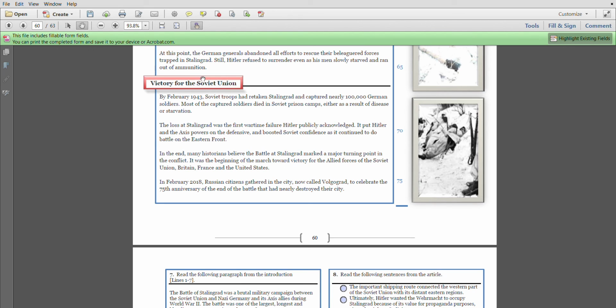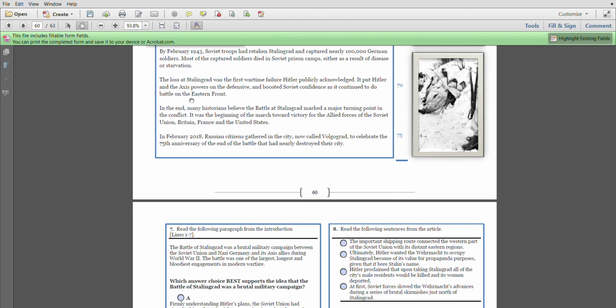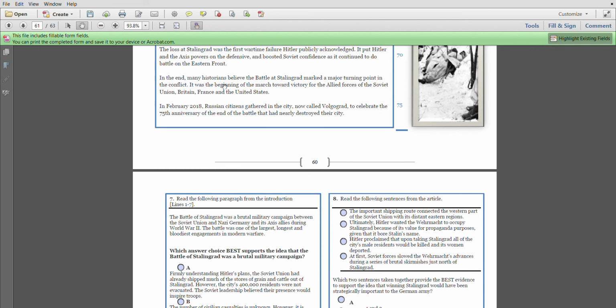Victory for the Soviet Union. By February of 1943, Soviet troops had retaken Stalingrad and captured nearly 100,000 German soldiers. Most of the captured soldiers died in Soviet prison camps, either as a result of disease or starvation. The loss of Stalingrad was the first wartime failure Hitler publicly acknowledged. It put Hitler and the Axis powers on the defensive and boosted Soviet confidence as it continued to do battle on the Eastern Front. In the end, many historians believe the Battle of Stalingrad marked a major turning point in the conflict.